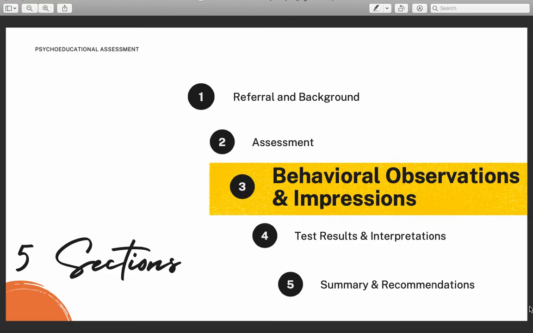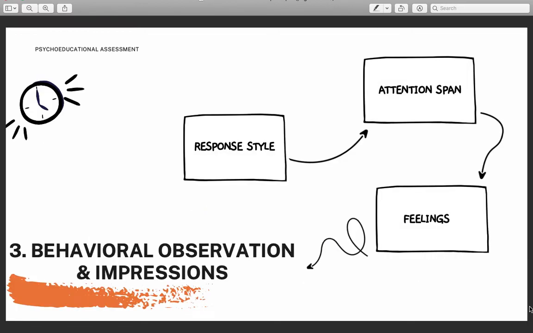Now, what's included in this section? Behavioral observations and impressions summarizes how the student performed during an assessment. It includes things like their response style, attention span, and feelings towards the assessment. Now here, you get to observe whether the student was impulsive with their response style. Were they more deliberate and thoughtful? Did they take a long time? Did they use a trial and error approach?